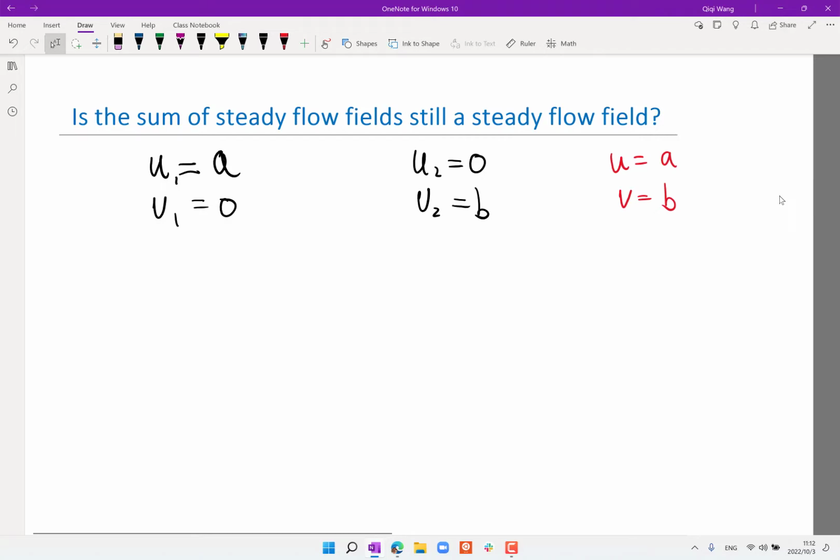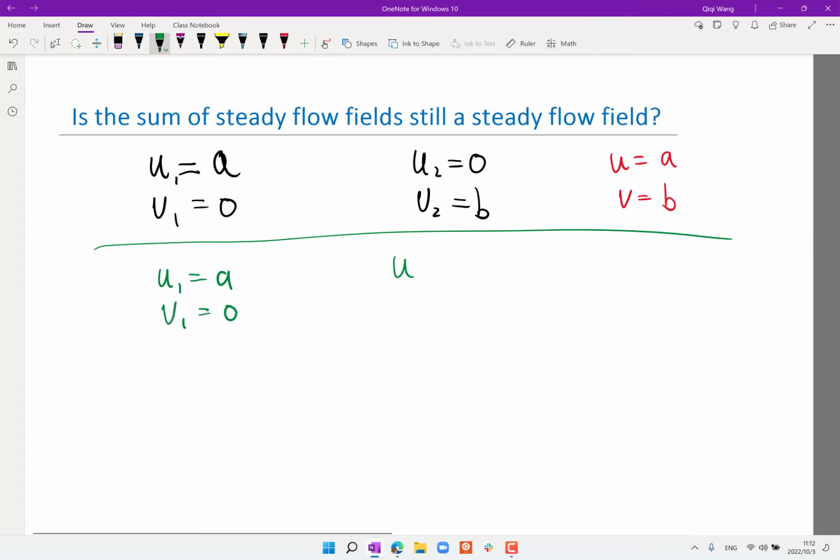Any idea why? Yes? Two flow fields in opposing directions. Yeah, thank you for saying that, because otherwise I couldn't continue. So if you have u1 equal to a, v1 equal to 0, you have u2 equal to minus a, v2 equal to 0. If you add them up, what do you get? U is equal to the sum, v is equal to the sum, right? That seems still a valid flow field.